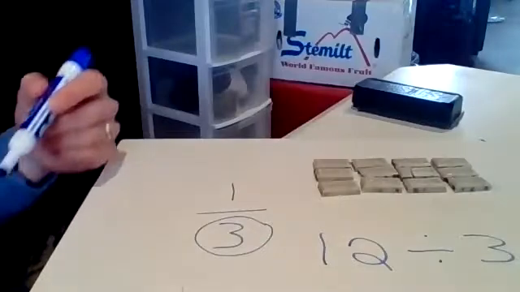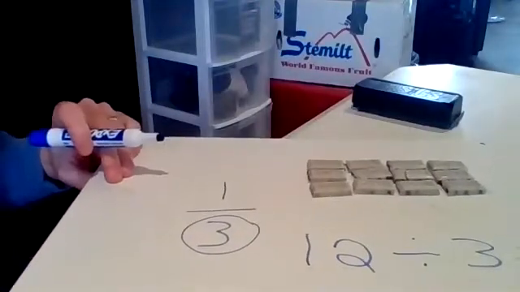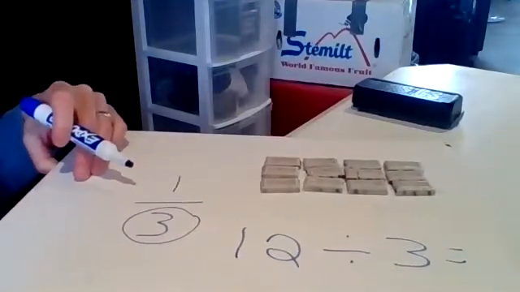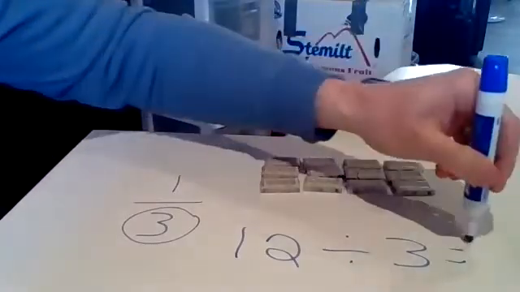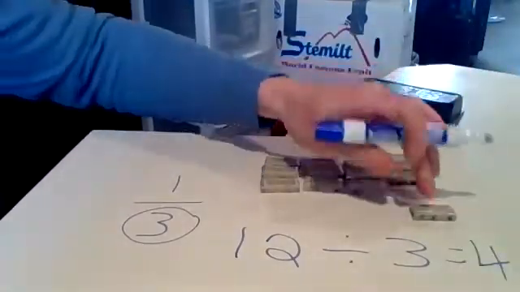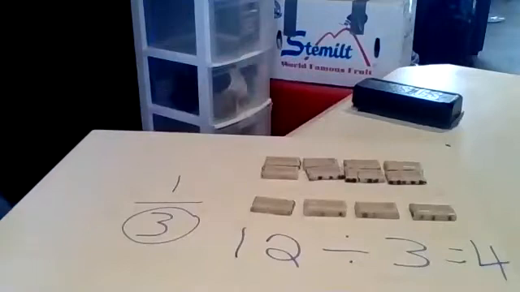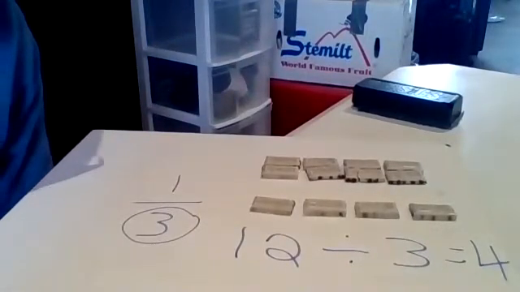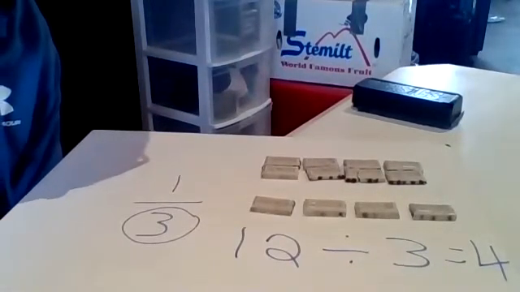If you use your strategy, some of you will use reverse multiplication. Some of you will use your chart. You'll find the answer is 4. That's just like we had for the other answer. So either of those strategies work really well for finding fractions in a collection.